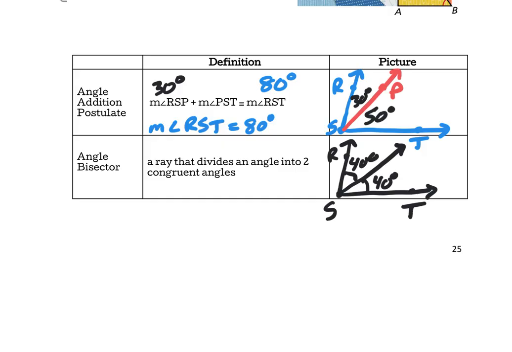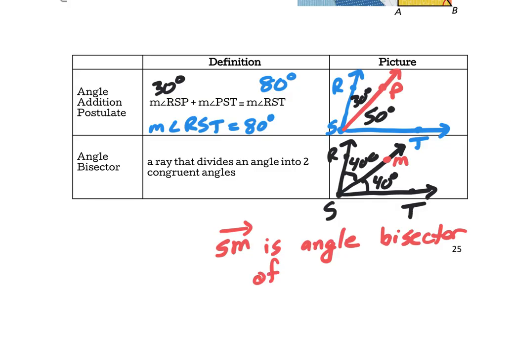The way that I would write this, I'm going to call this SM. Okay, so I'm going to say that ray SM is the angle bisector of angle RST. Okay, so that's what the statement would look like. We've got a ray that is splitting that angle in half.